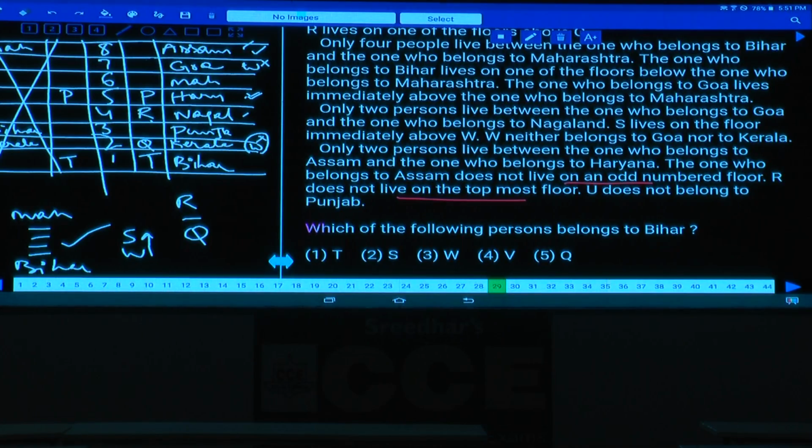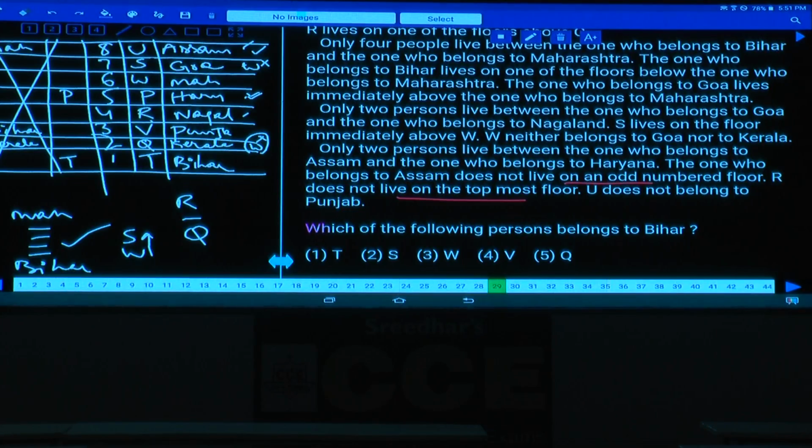And next, S and W. What are the positions of this one? S is on the 7th and W is on here. And U does not belong to Punjab. As U does not belong to Punjab, U belongs to Assam. Hence P, Q, R, and who is the person left over here? S, T, U, V is the person left over.